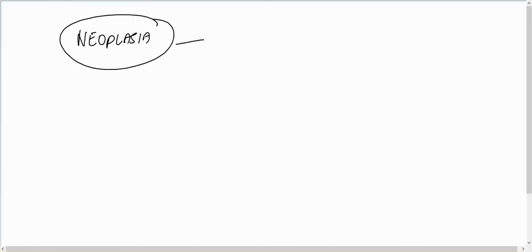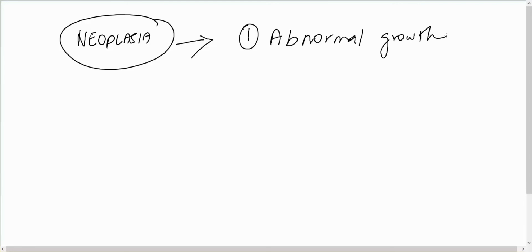Neoplasia means an abnormal growth. The first point you should understand is that it is abnormal growth. Second, it will not match or coordinate with the normal growth; it is completely uncoordinated.